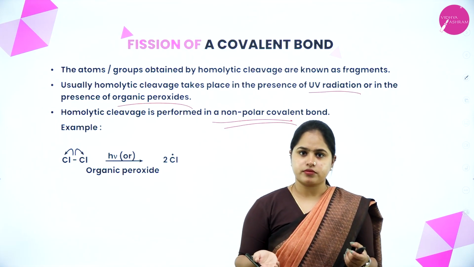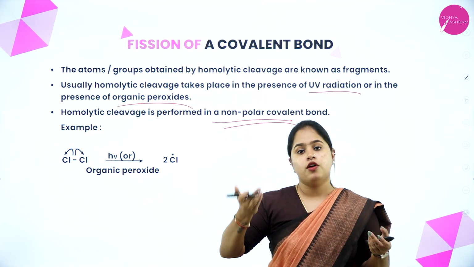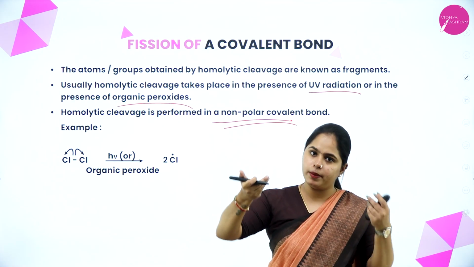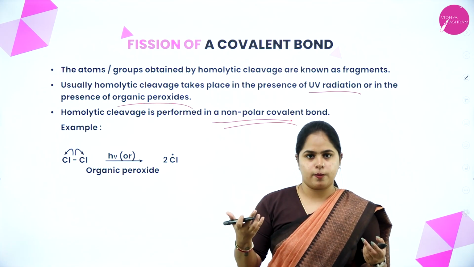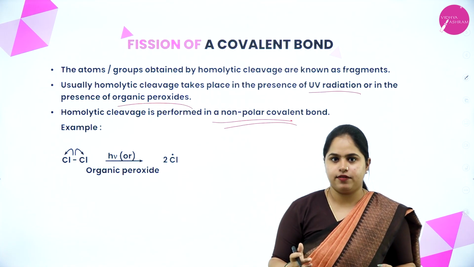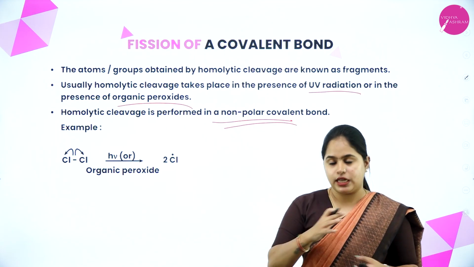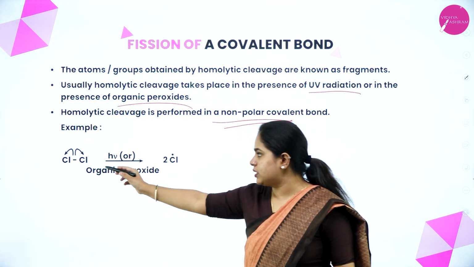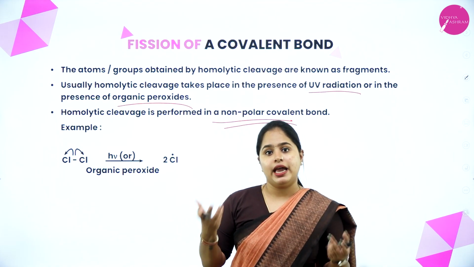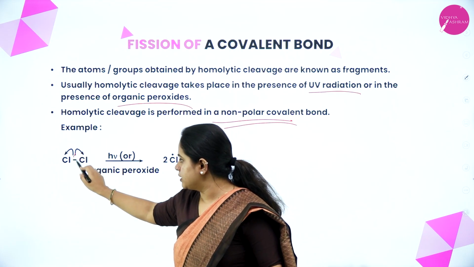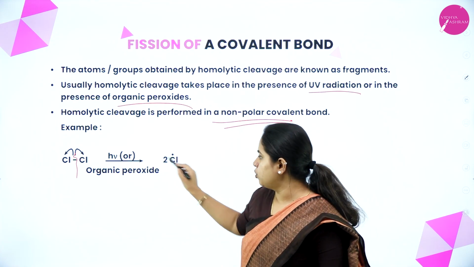What is a polar covalent bond? If out of the two atoms which share the electrons, one is more electronegative and the other is less electronegative, there is a difference in electronegativity, hence the bond will be polar. In that case, homolytic cleavage can't take place. Homolytic cleavage only takes place if there is no polarity difference, that is, no difference in electronegativity. In this case, as you can see, both are chlorine atoms, so there won't be any electronegativity difference. When this bond undergoes homolytic cleavage, one electron of the shared pair goes to each of the chlorine atoms.